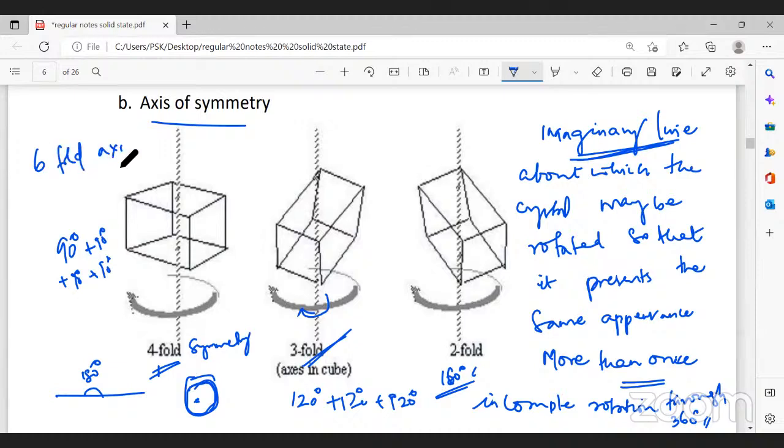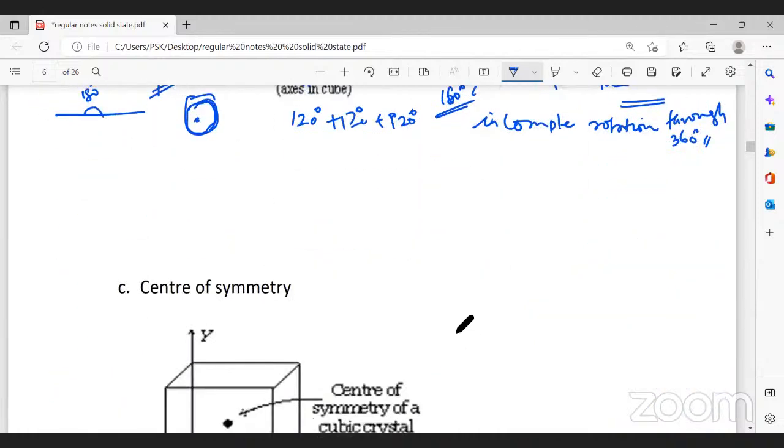When you say six-fold axis, each time you rotate 60 degrees, what happens? The crystal will appear the same. So those kinds of axis of symmetry are called a six-fold axis. The third, what we have is center of symmetry.